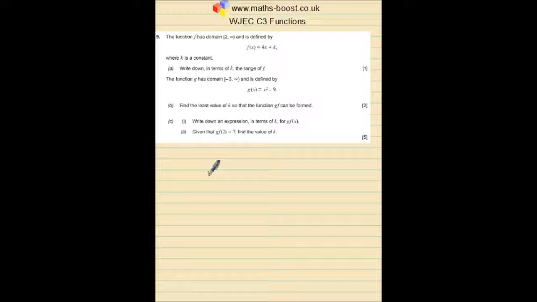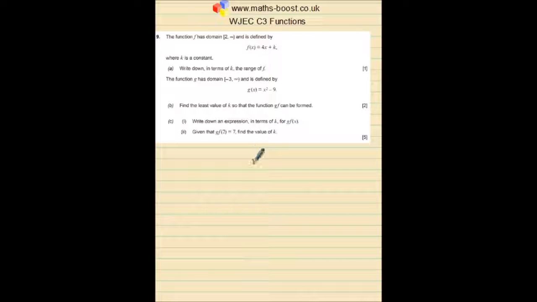Just going to look at some questions then, really, just so you've got an idea of what's going on. So we've got this function. It must give you the domain, so it's anything greater than or equal to 2, basically. And this is right down in terms of k, the range of f. Well, again, if I look at the smallest value that it can take, it's 2.